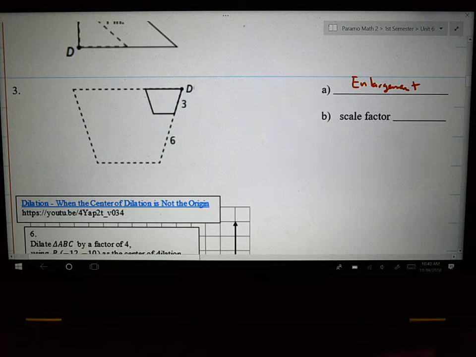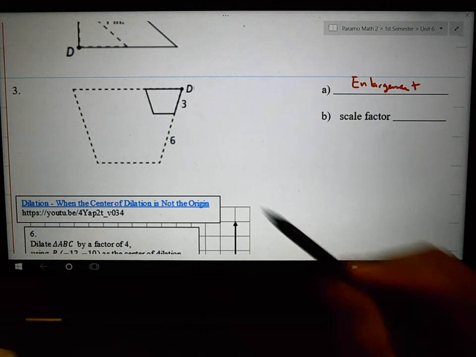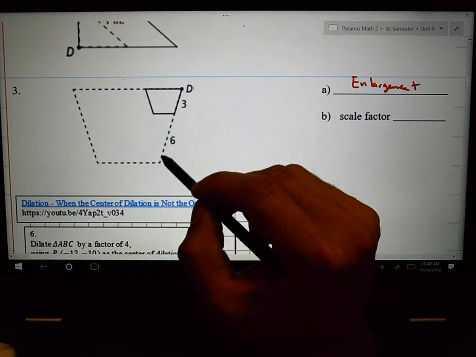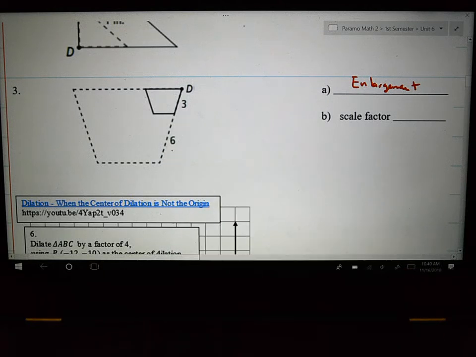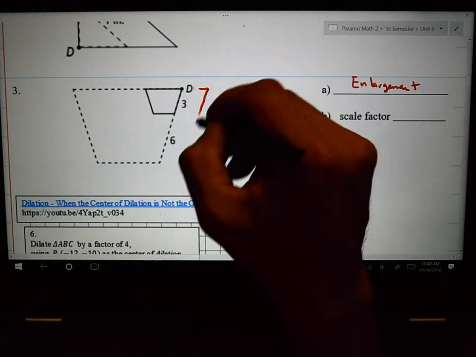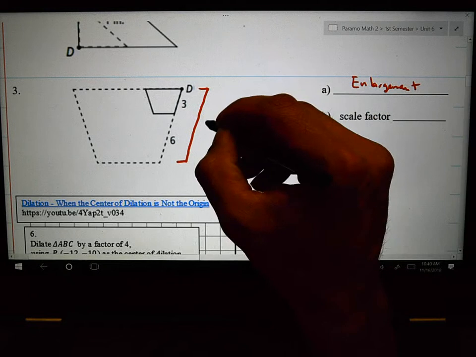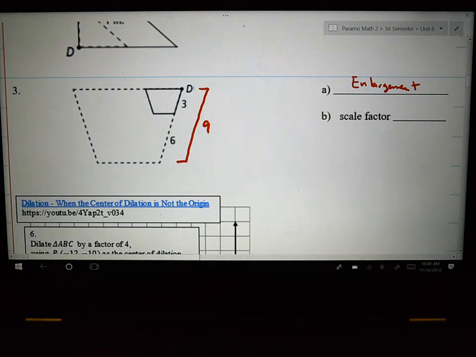That's a good thing. Now, the scale factor is where they're going to try to trick you. The reason they're trying to trick you is because they're giving you lengths and pieces. They're giving you this side is 3, and they're saying this distance from here to here is 6. But 6 is not the full distance. So what you're going to have to do is use your knowledge about pieces, that this piece plus this piece, otherwise known as the segment addition postulate, makes the full distance 9 units.